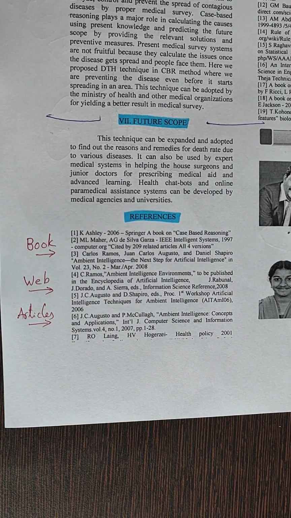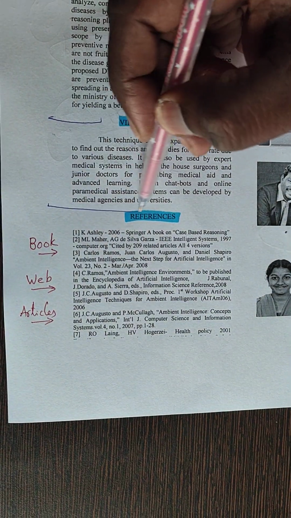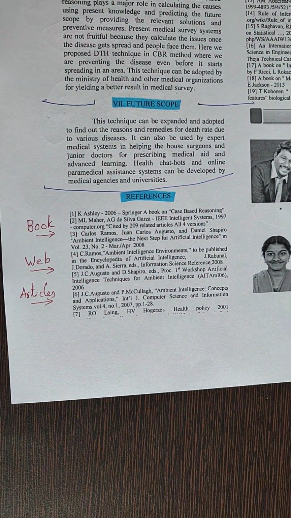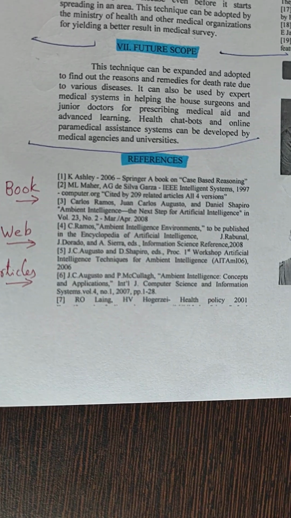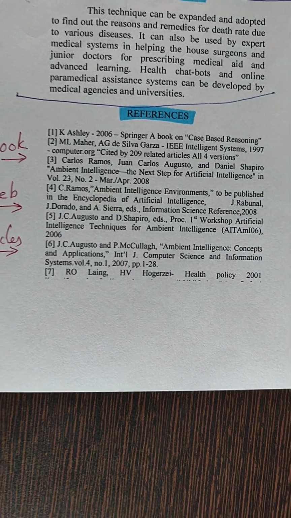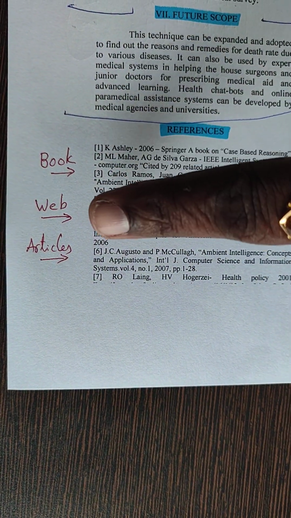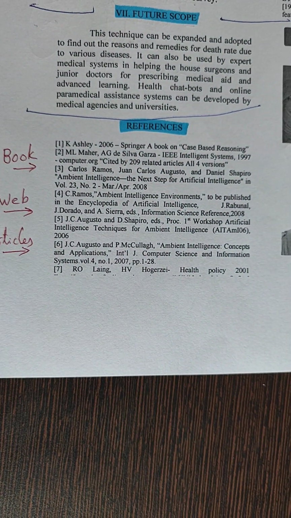It could be just a calculation. So here ends your paper. Then when it comes to references, always mention at least 10 to 15 references. References can be a book reference, a web reference, or an article reference that you have seen through.